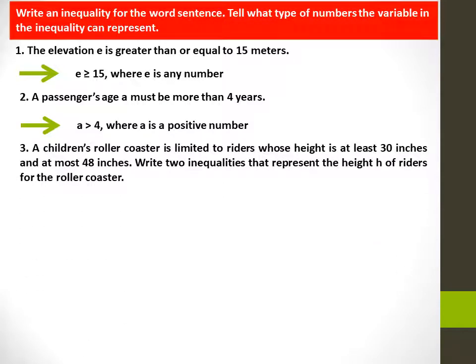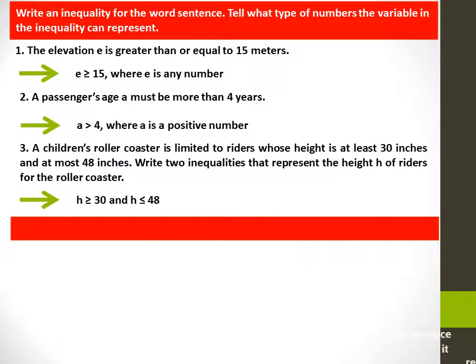A children's roller coaster is limited to riders whose height is at least 30 inches, so it must be 30 inches or more, and at most 48 inches, so it must also be 48 inches or less. Write two inequalities that represent the height of riders for the roller coaster. Height greater than or equal to 30 and height less than or equal to 48 are the inequalities we must write.